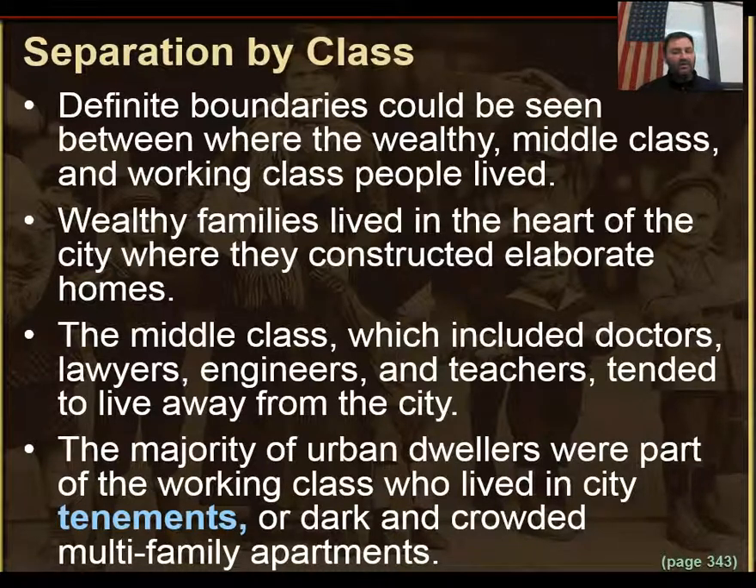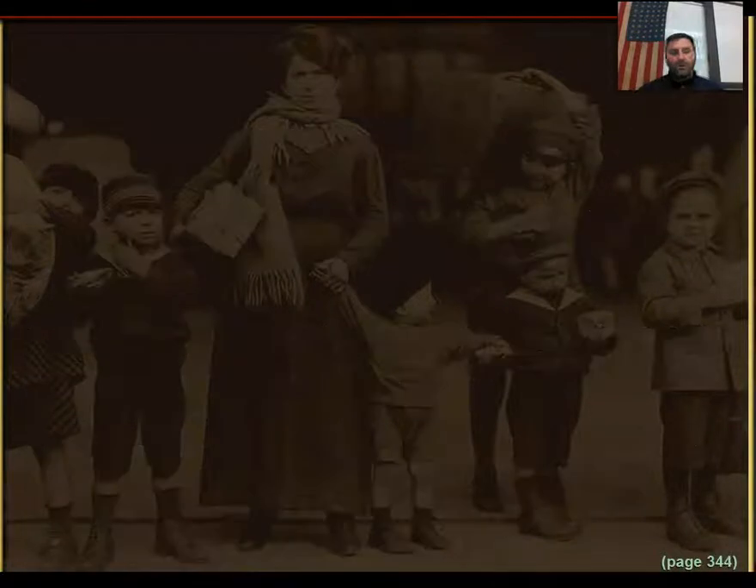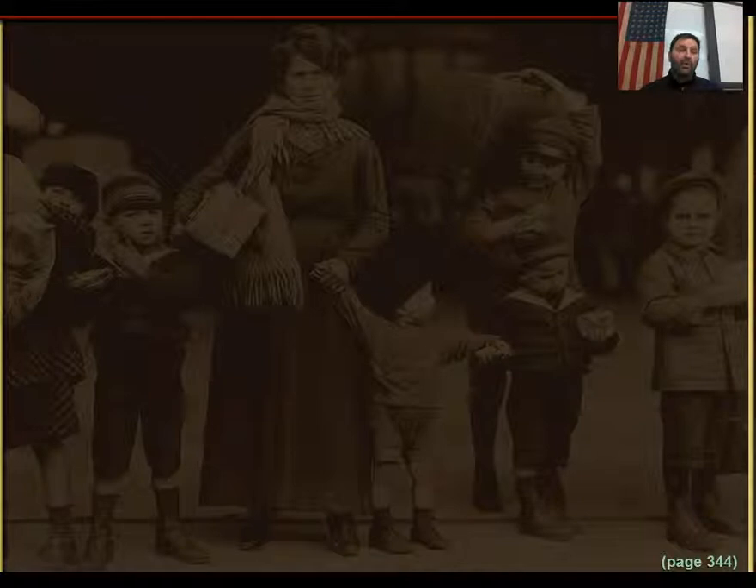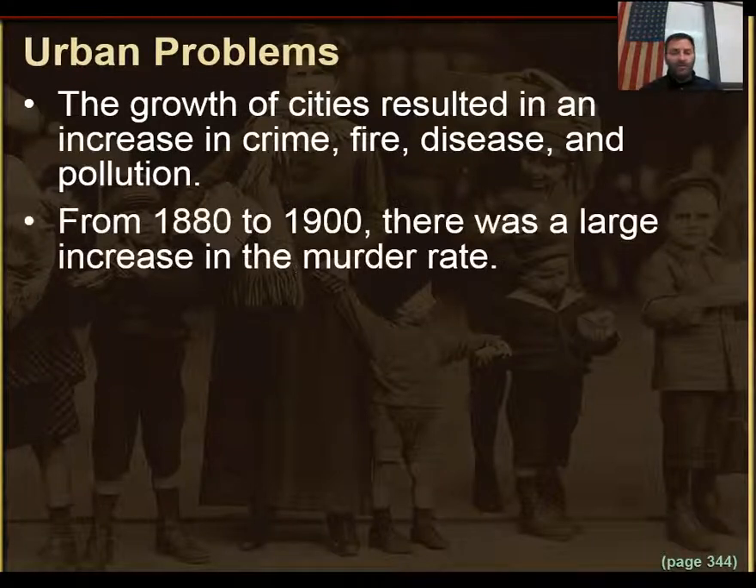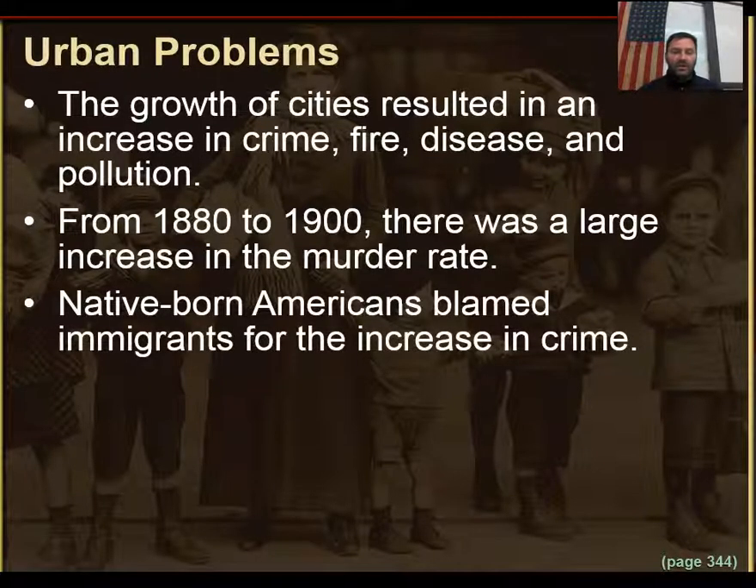Obviously with the growth of the cities, you're going to have urban problems. These result in an increase in crime. You're going to have more fires, more disease, and more pollution. From 1880 to 1900, there was a large increase in the murder rate. You have people living in closer proximity to each other. They're going to tend to handle the problems in an inappropriate manner. Native-born Americans blamed immigrants for the increase in crime, going back to our nativism people.